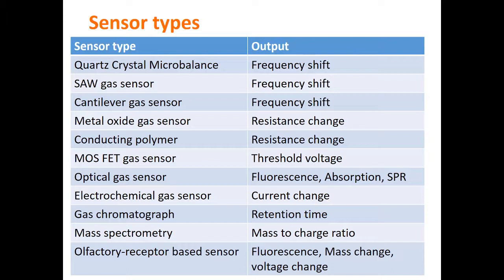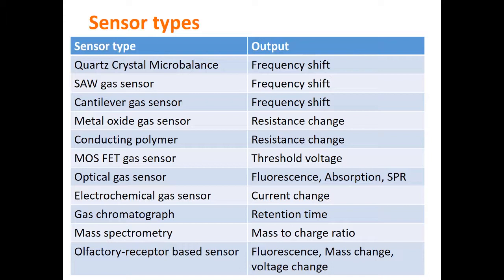The third one is the cantilever gas sensor, which also uses frequency shift. These first three are typically acoustic wave devices. Then metal oxide gas sensors. This one is the most typically used in this field. It gives a resistance change, which is then converted to a voltage change. Also conducting polymers, which also give a resistance change. And the MOSFET gas sensor, the metal oxide semiconductor field effect transistor gas sensor, typically gives a voltage change of the gate. And then optical gas sensors.